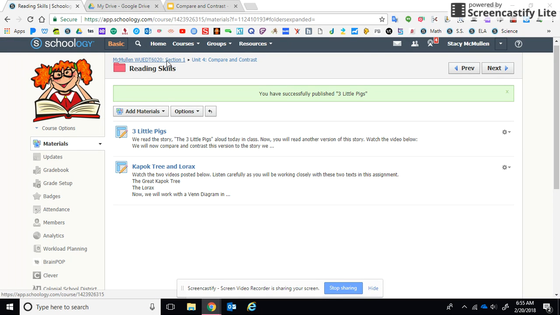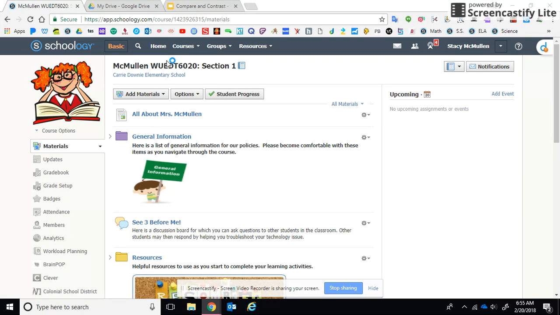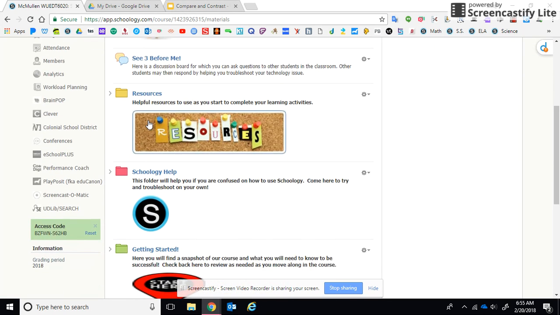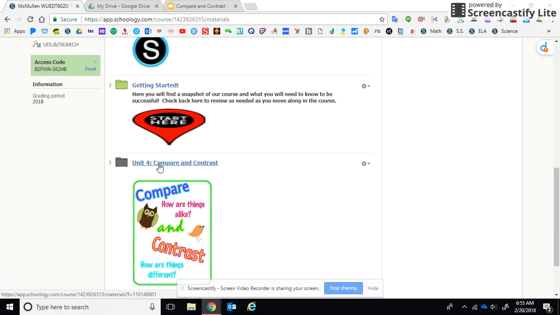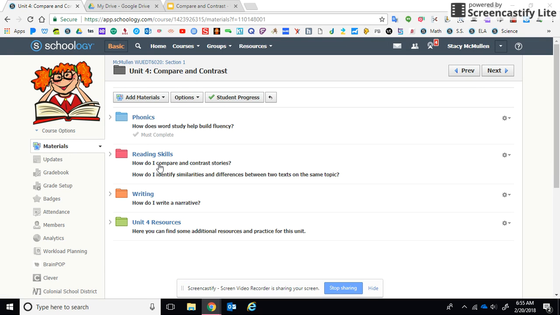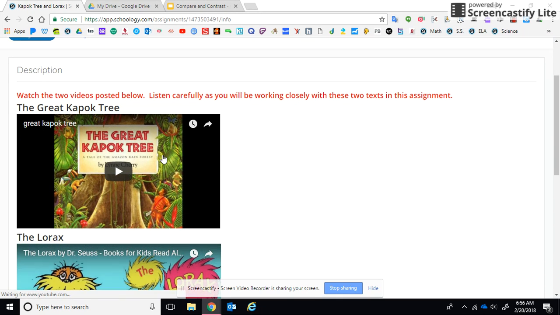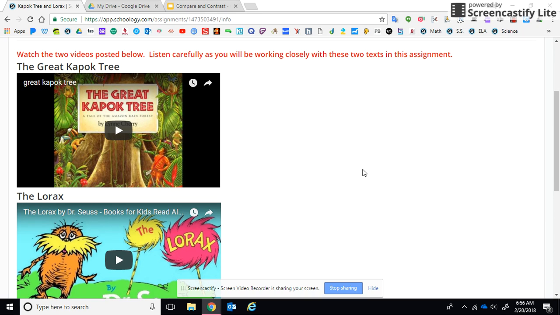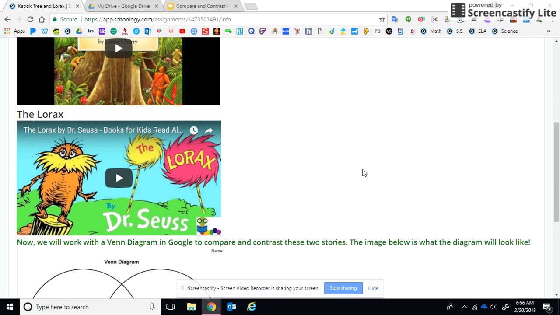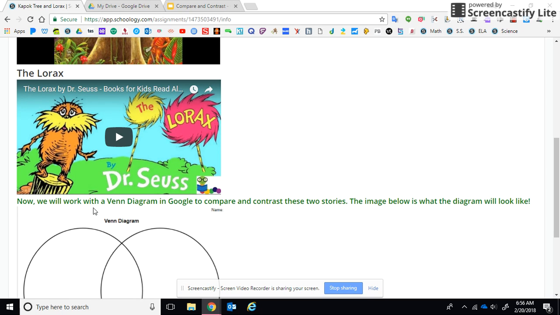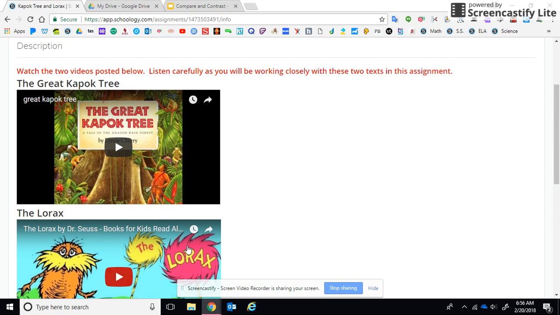Now, when we go into our course in Schoology, you're going to locate this activity by going to Unit 4, Compare and Contrast. You're going to click on the red folder for reading skills, and you're going to click on the second assignment, Kapok Tree and Lorax. When you open it, it's going to look like this. Remember, our directions are always posted in red, and then when it's your turn to get started on the assignment, it's always posted in green.